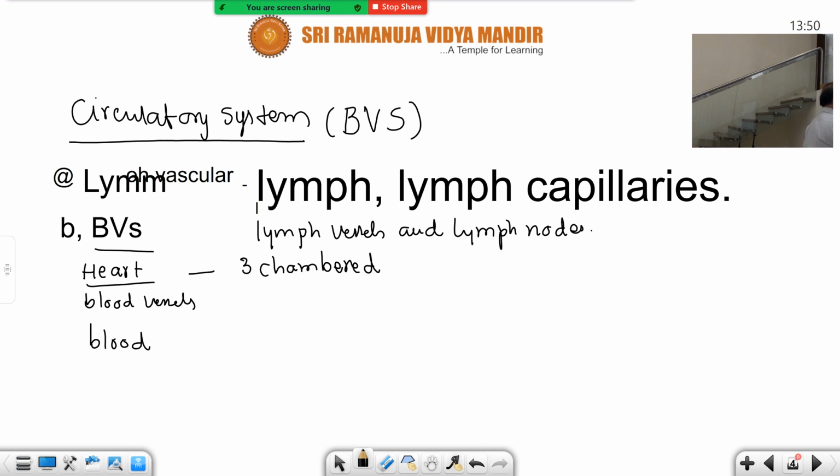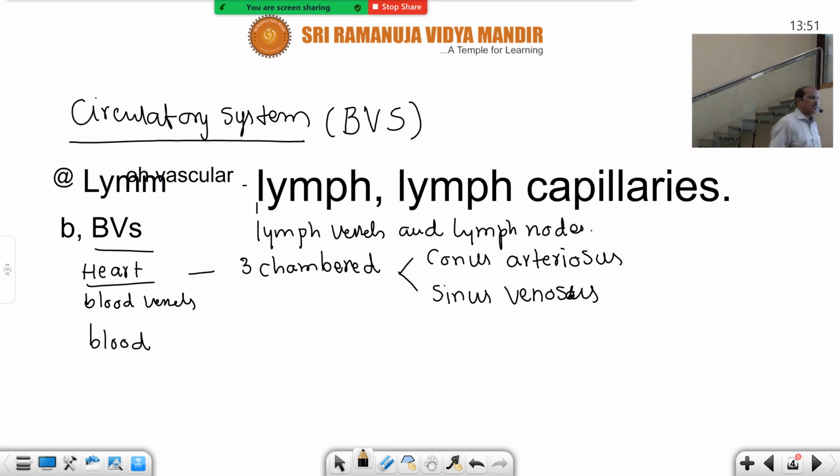See, the most important structures I will show diagrammatically. One is conus arteriosus. You take the NCERT book and see these two terms, conus arteriosus and sinus venosus. Heart is associated with these two main blood vessels. What are they? Conus arteriosus and sinus venosus.